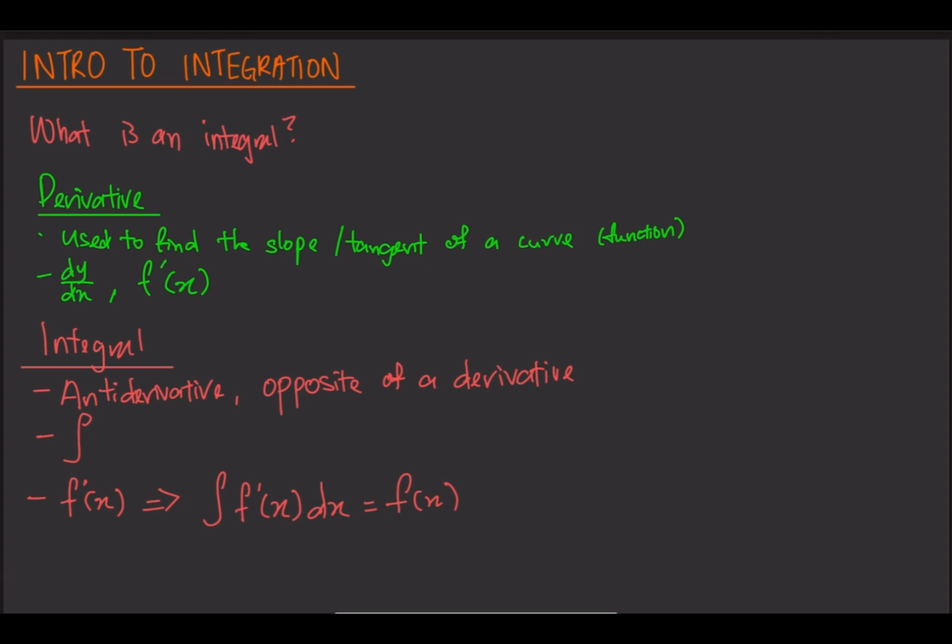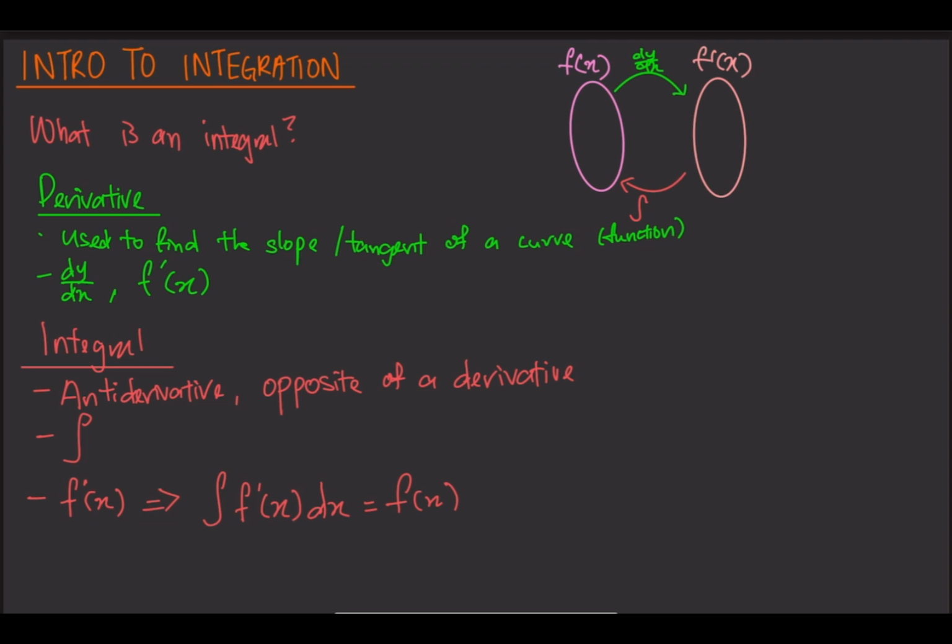Okay, let me depict it in a more simple way. Let's say we have a function. This is the set of f of x, and this is the set of f prime x. We use the derivative to get this, and then we use an integral to get back to this. And that's a very simple and easy way to understand it.